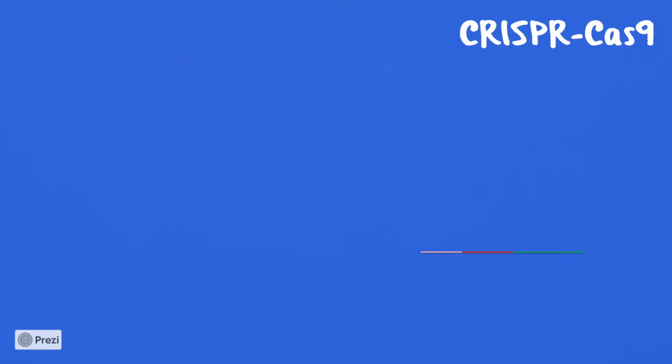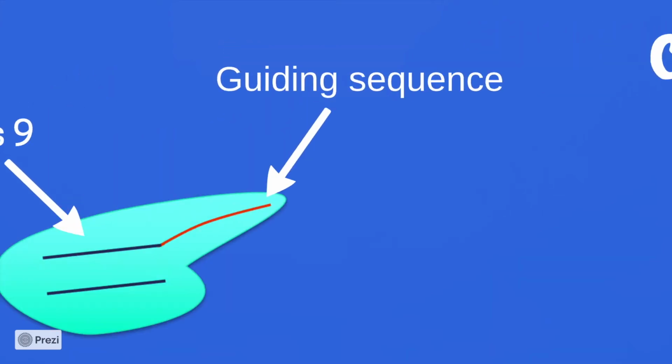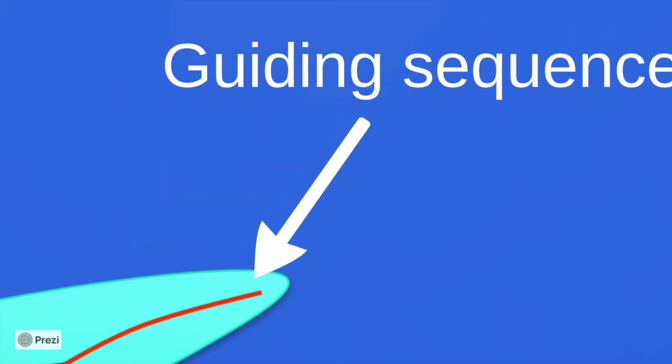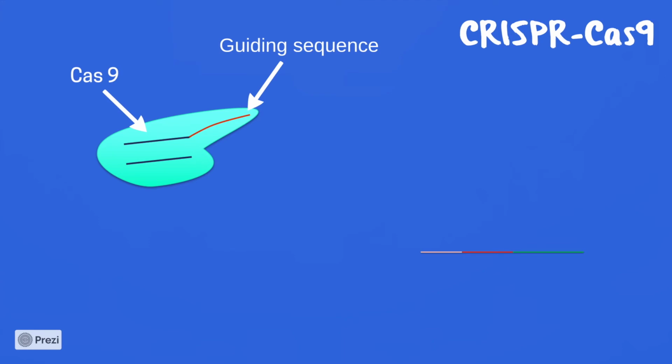CRISPR-Cas9 is an advanced genome editing tool that could solve many of these problems. CRISPR consists of two main components, the Cas9 protein, which cuts the DNA, and the guiding sequence strand, which has a complementary sequence to the gene of interest. You can think of the guiding sequence strand as stencils drawn across the paper to direct the artist throughout the sketch, and the Cas9 as scissors that cut the sketch once it's complete.